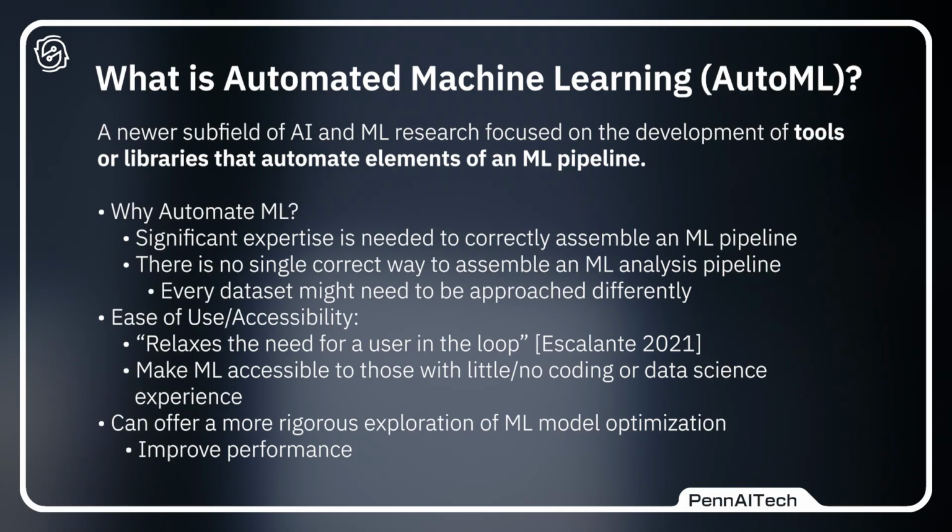So given these analytical challenges, a new subfield of artificial intelligence and machine learning has emerged called automated machine learning, or AutoML. This field focuses on automating the design or application of elements of a machine learning analysis pipeline. Ultimately, the goal of AutoML is to make machine learning easier to apply and more accessible even to investigators without programming experience, and at the same time seek to improve the performance of the models that are trained.